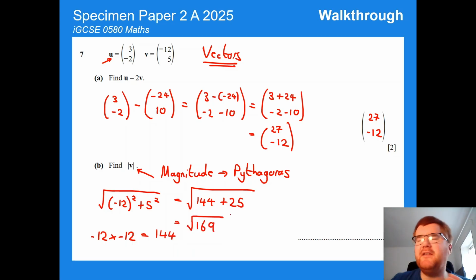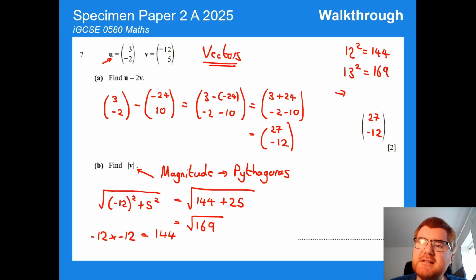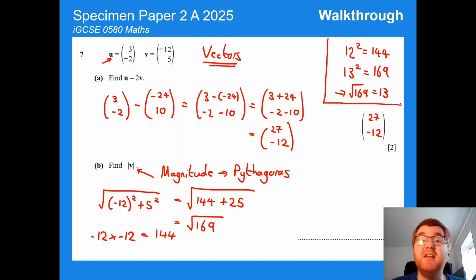And this is where, I think I said in one of my videos here, knowing your square numbers up to 15 is very, very important. So I know, for example, that 12 squared is 144. I also know 13 squared is equal to 169. That means then that the square root of 169 is equal to 13. This is what they mean by knowing your squares and cube numbers for exactly this kind of question. So the square root of 169 then is equal to 13.